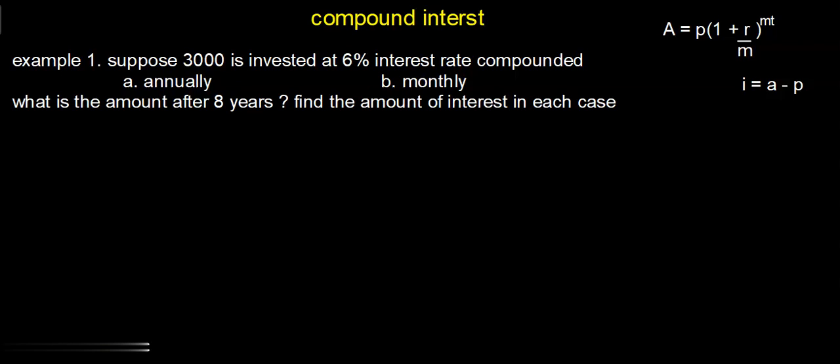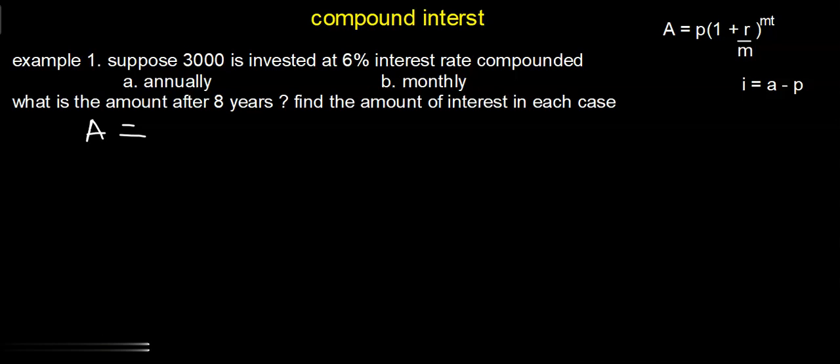It says suppose 3,000 is invested at a 6% interest rate compounded annually and monthly. What is the amount after 8 years? And find the amount of interest in each case. I'm going to use my formula for my future value A. Since it says to find the amount of interest, after I get the answer using this formula, I'm going to have to subtract 3,000 from the number I get. It's a little bit different from the usual examples.